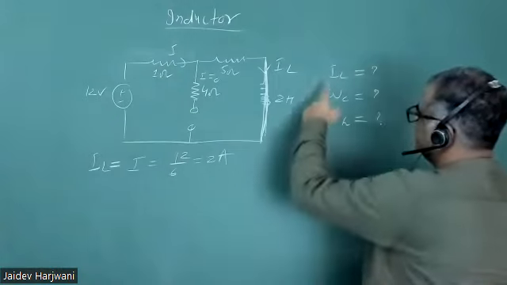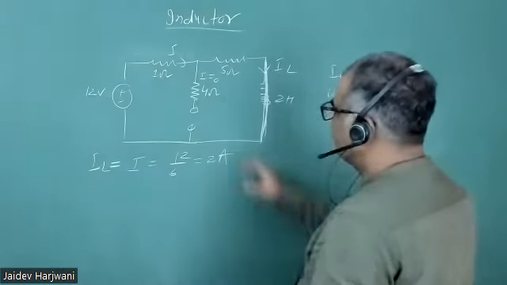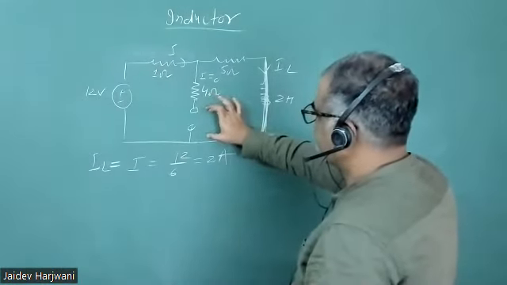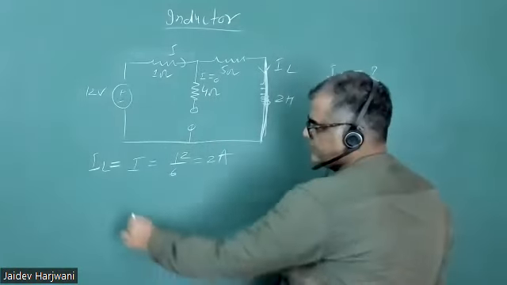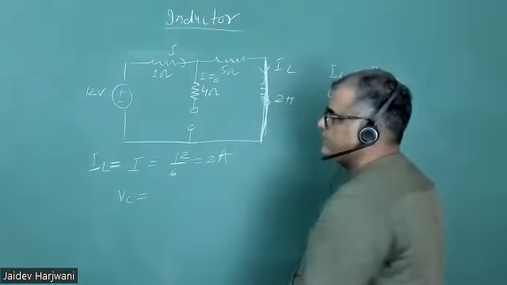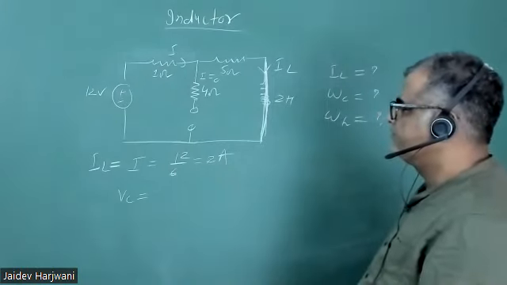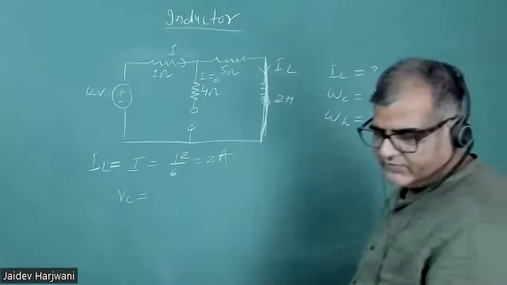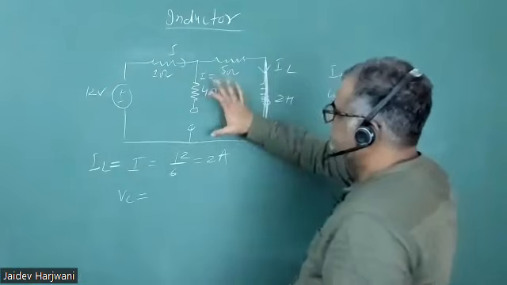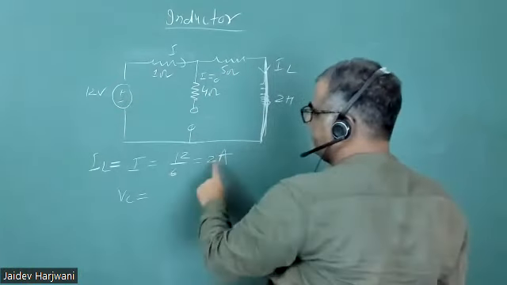Okay. Now once you know the I, you want to find what is the voltage across this capacitor. Tell me what is VC? We see a 10 volt. VC will be 10 volt. Okay. So this current is going 2 ampere.